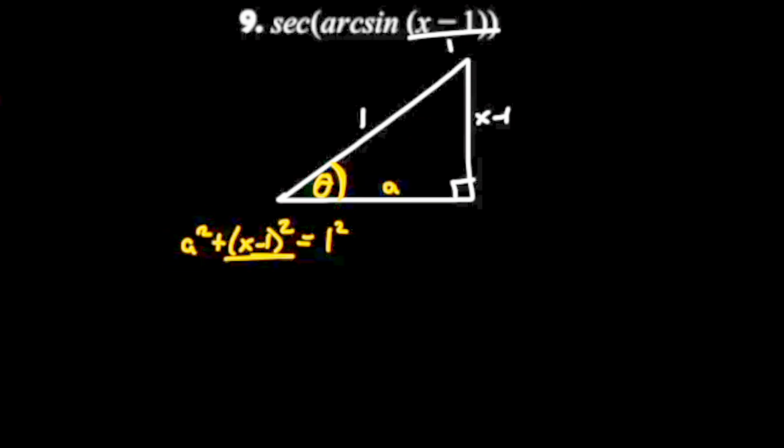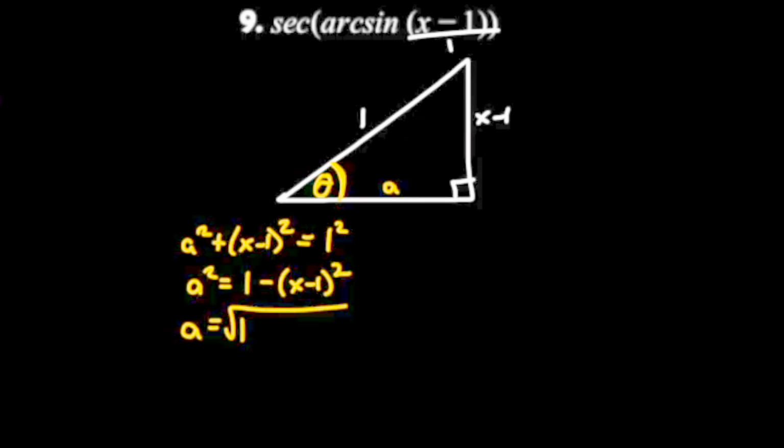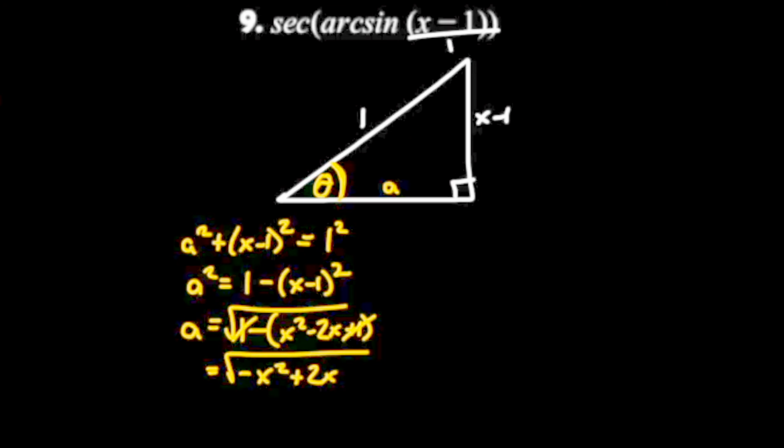Alright, so to solve this for a, the first thing I'll do is subtract this over to the other side. So a squared equals 1 minus, and then this stuff, x minus 1 in parentheses squared. And then to solve this for a, just take the square root of both sides. So a equals the square root of 1, and then I'm gonna FOIL this out. So it's minus all of this stuff, x squared minus 2x plus 1. And I just did that because then this 1 and this 1 will cancel out because I'm subtracting it. So then I'm just left with negative x squared plus 2x, because you do have to distribute this negative in here, so it changes the signs on those things.